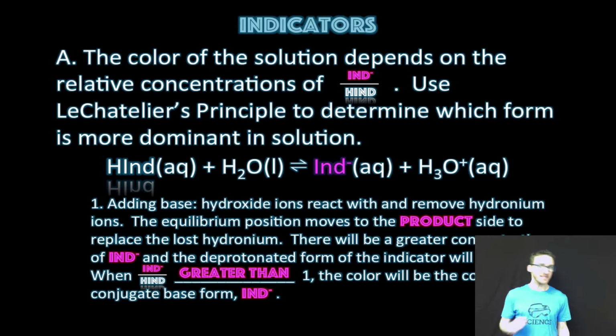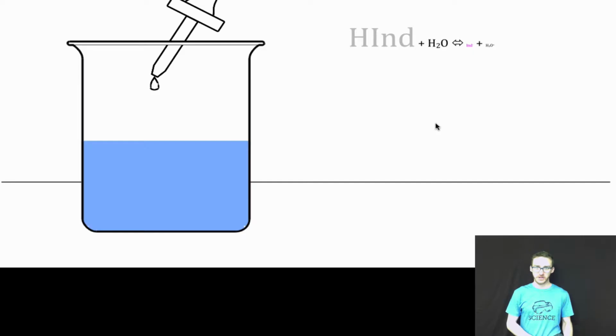All right, next thing we need to do is explain how indicators work. And to do that, I'm going to use phenolphthalein as an example indicator. All right, so let me give you a visual here. In this dropper, we've got phenolphthalein. I'm going to put in 2 drops of my phenolphthalein indicator.